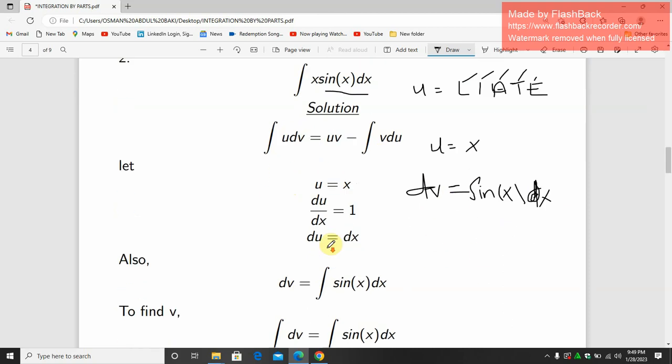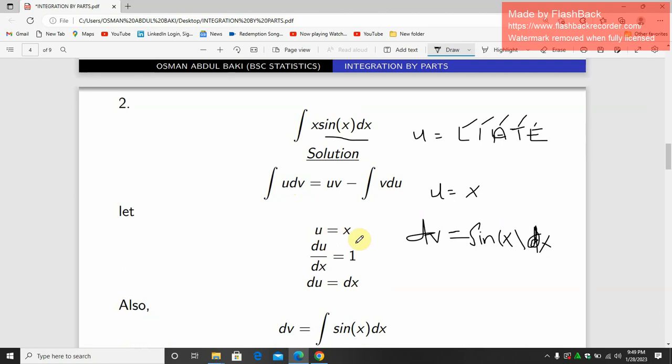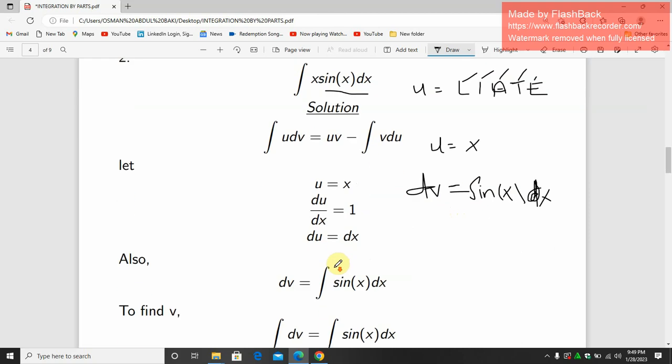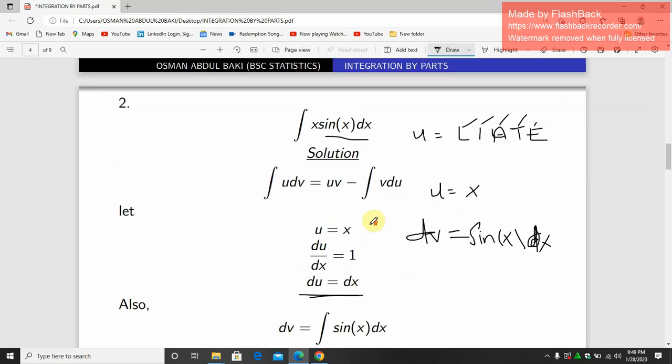So this is what I have just made here, and this is what I have written here. After that you need to differentiate u with respect to x. So du dx is equal to 1. This is the solution. Then you cross multiply, where du is equal to dx. So you have already found your du.